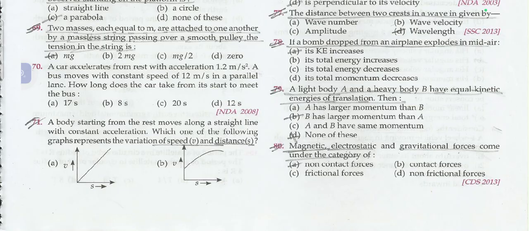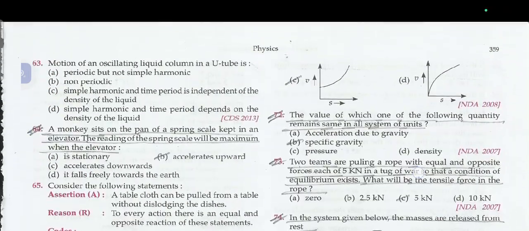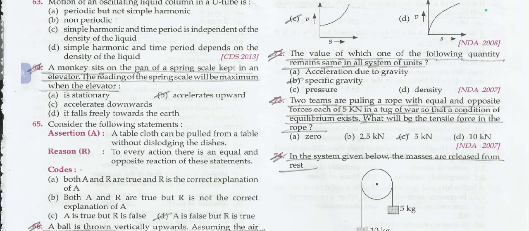Which one of the following graphs represents the variation of speed v and distance s? Answer is C. The value of which one of the following quantities remains same in all systems of units? Specific gravity.